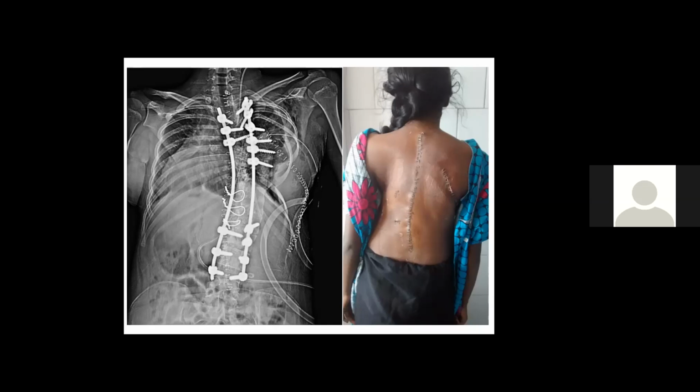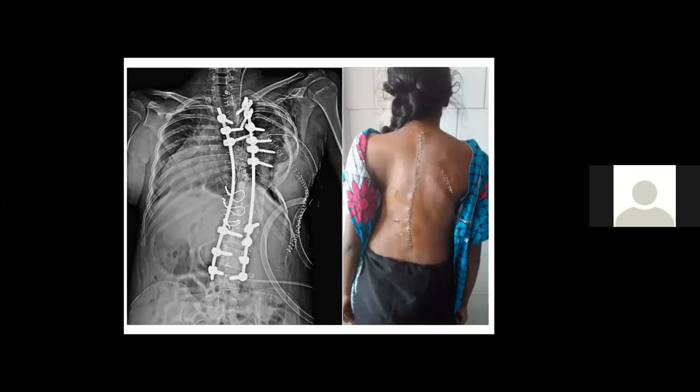So any more points to be added to this case? Yeah, Dr. Vishnu. Yeah, Dr. Shiju. A few questions I have to ask. Your screws are mainly on the convex side, no? Yes, mainly on the convex side. On your concave side, basically, there are no screws at the rigid part of the curve. Definitely. Yes.